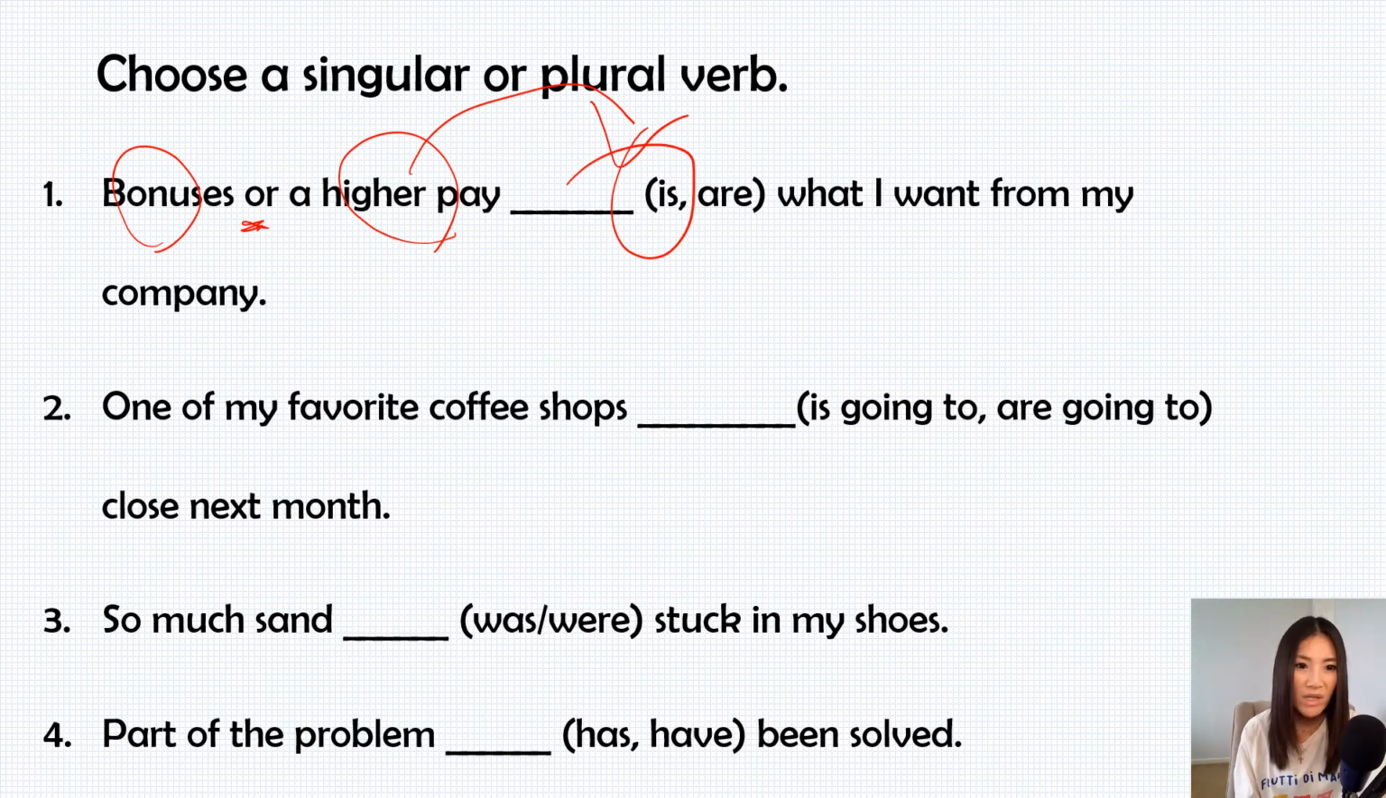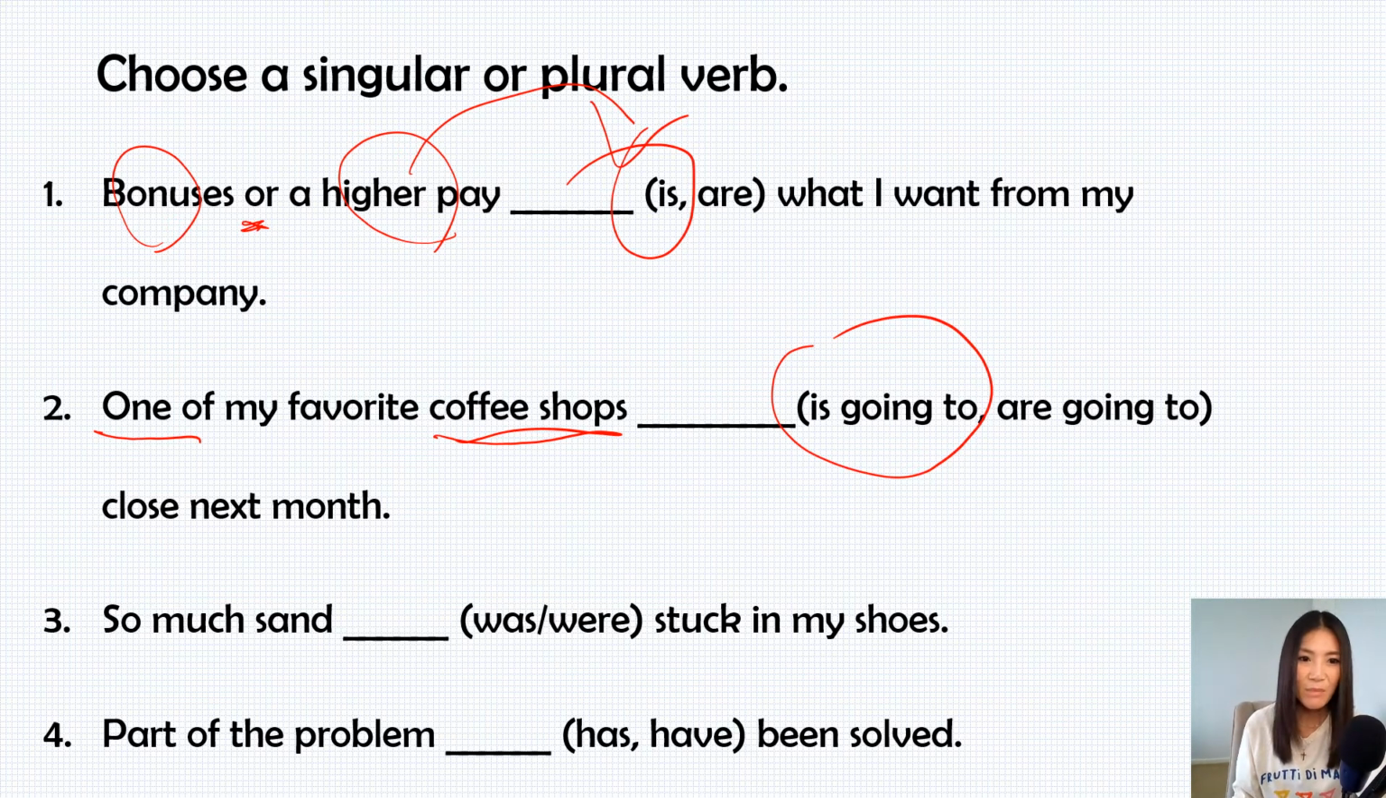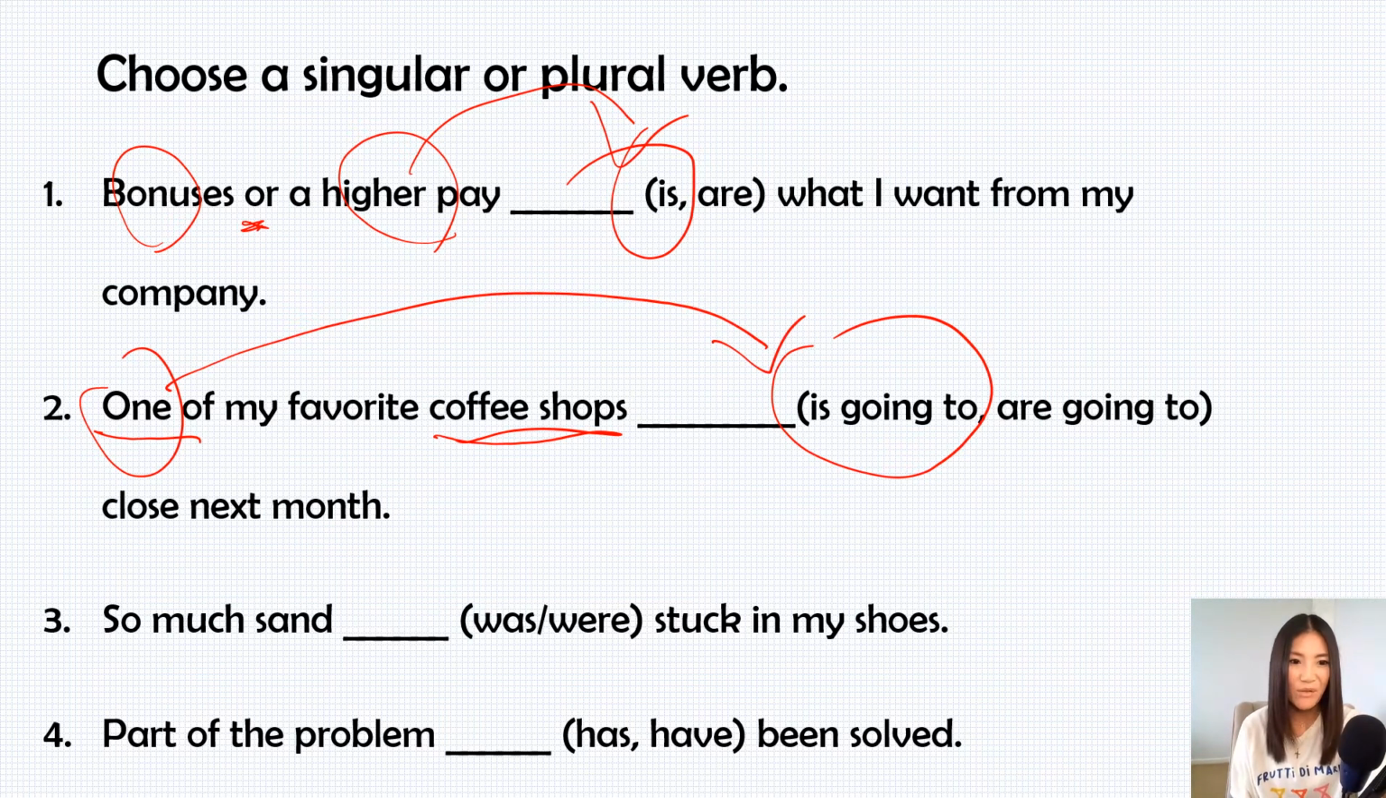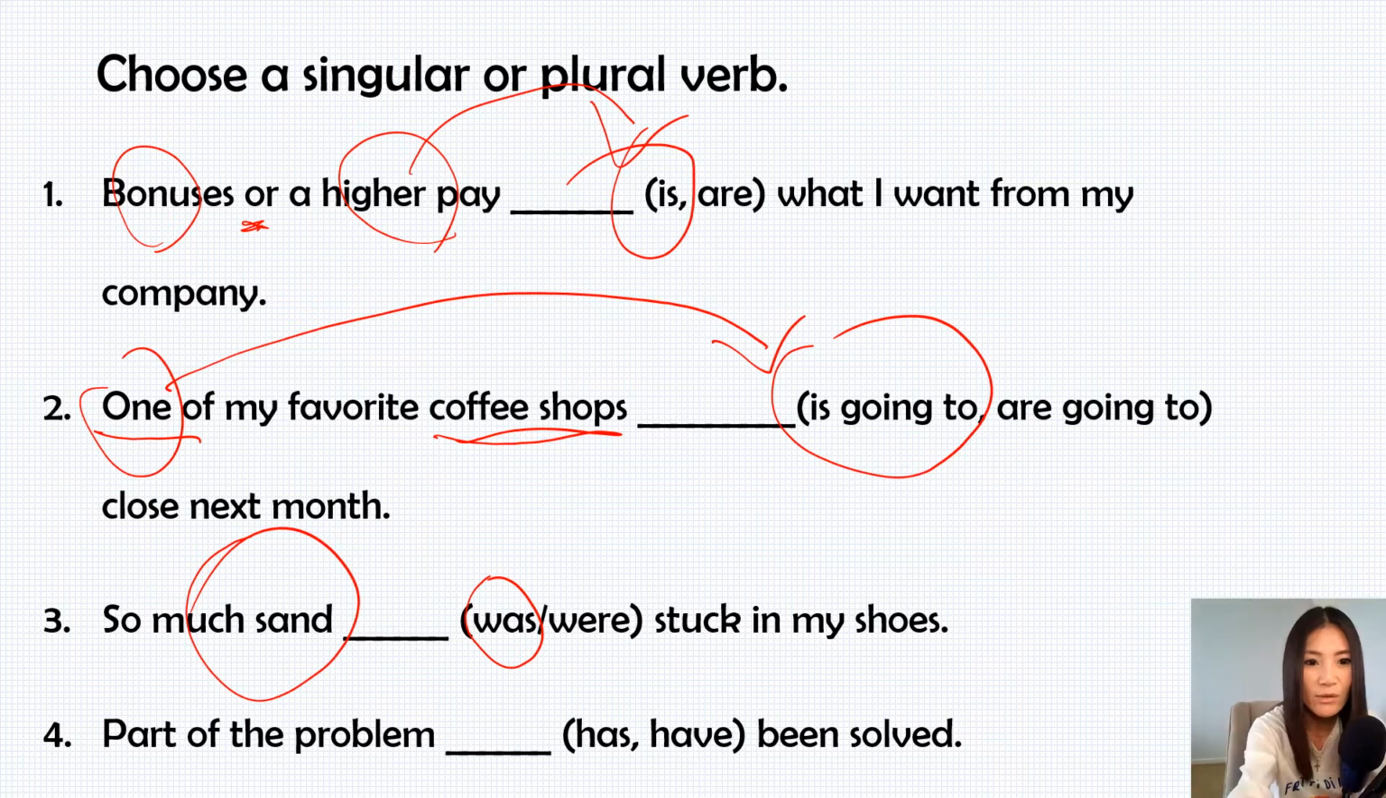Number 2, one of my favorite coffee shops, one of, and then I see my plural noun here, is going to close next month. How many coffee shops are closing next month? One of them. One is closing next month. Number 3 says, so much sand was stuck in my shoes. Even though we're talking about a lot of sand, we are also talking about a non-count noun. Non-count nouns always take the singular verb.